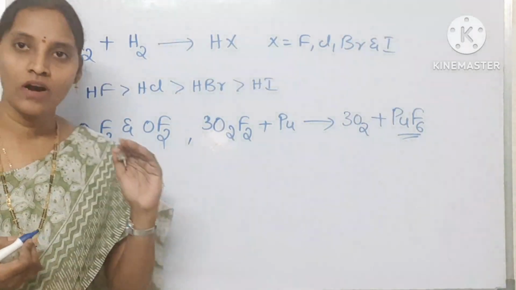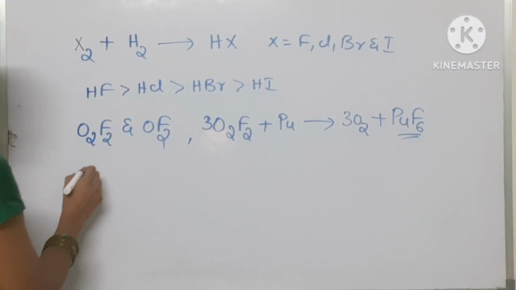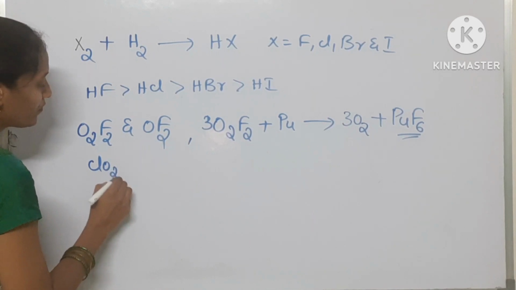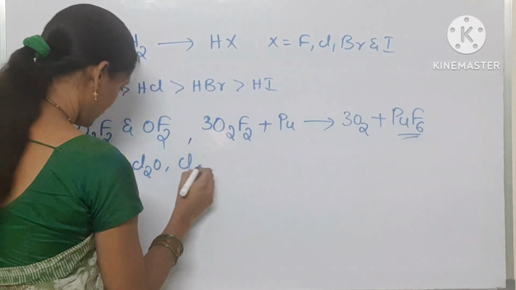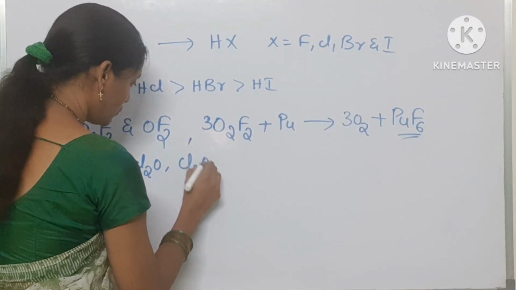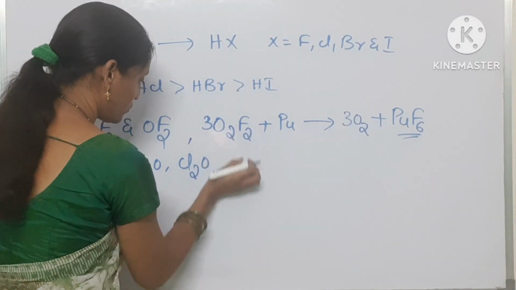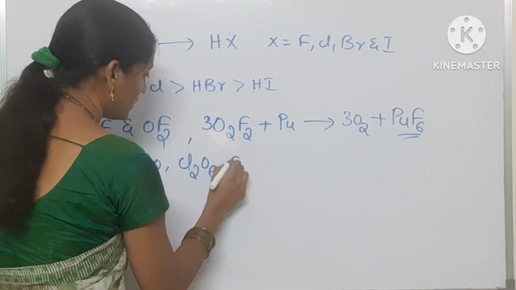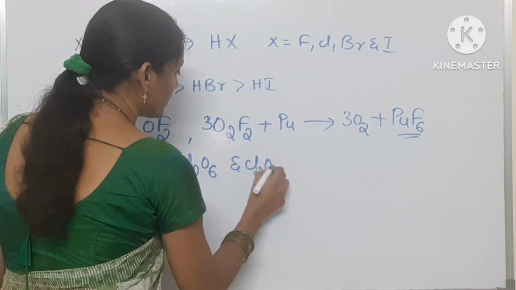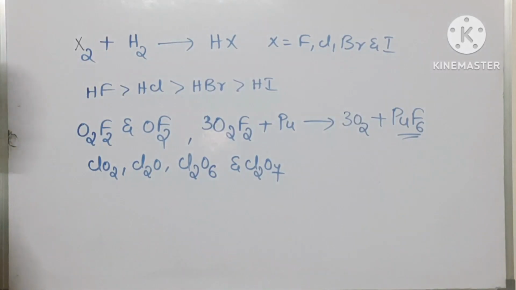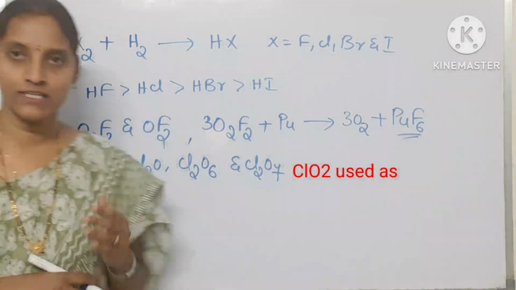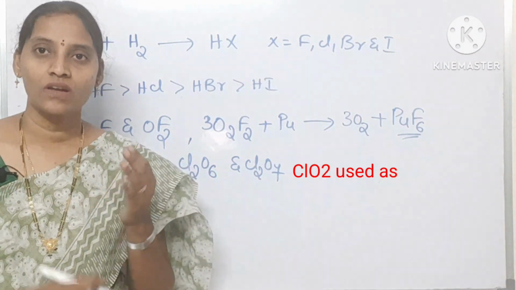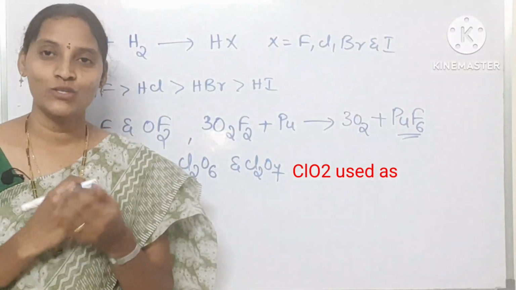And then coming to oxides of chlorine. Chlorine forms ClO2, Cl2O, next Cl2O6, and Cl2O7. These are the oxides of chlorine. Here Cl2O especially is used as a bleaching agent in paper pulp and also in water treatment.